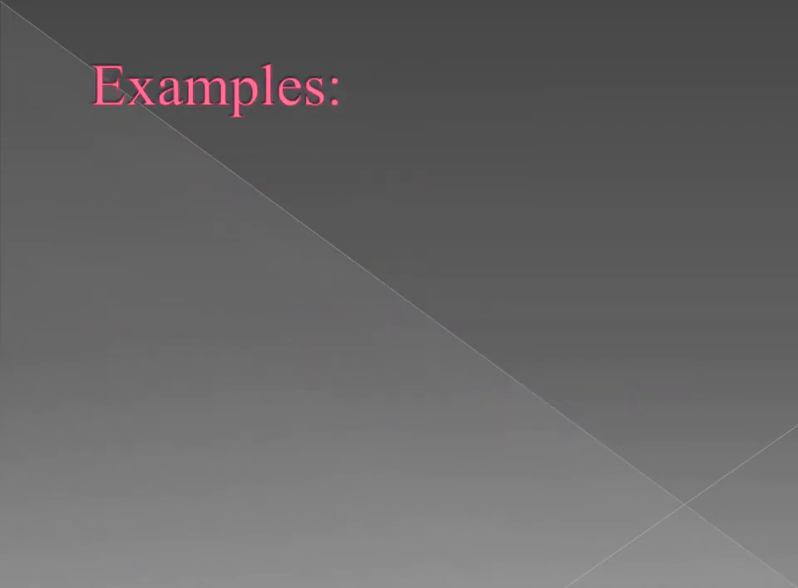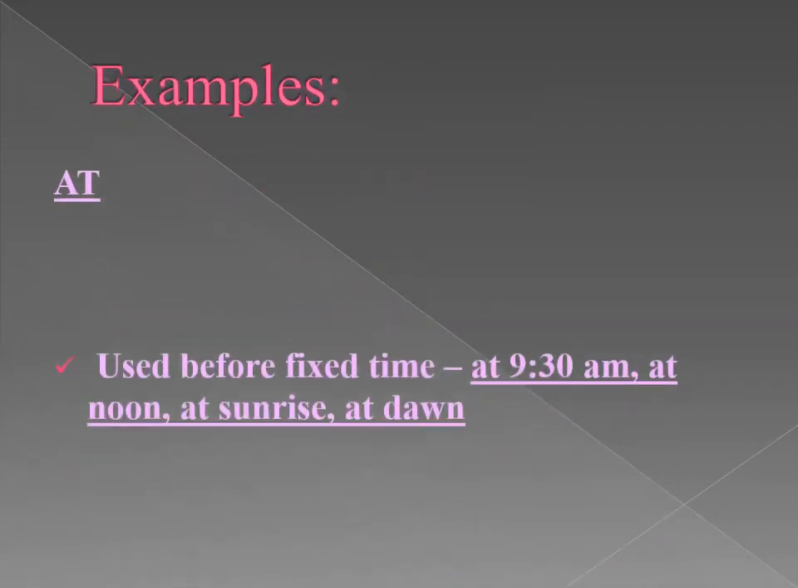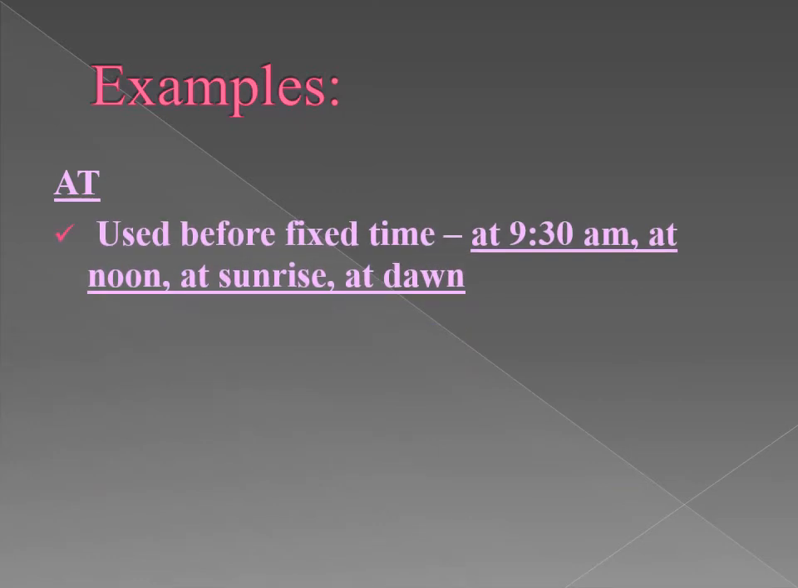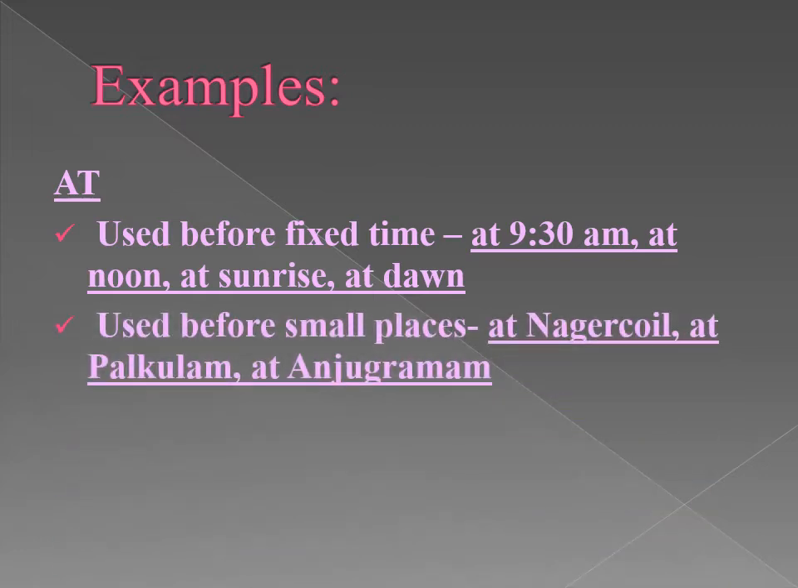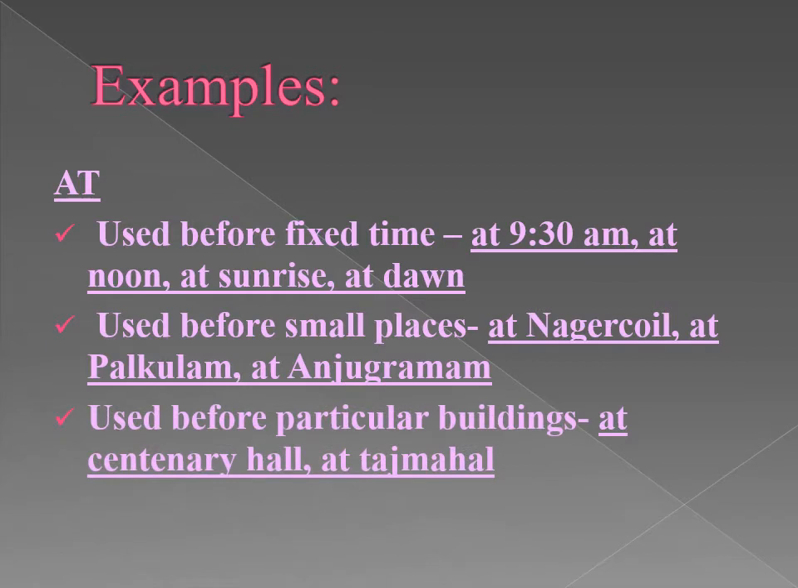Let us see the uses of the preposition at. Used before fixed time. For example, at 9:30 a.m., at noon, at sunrise, at dawn. Used before small places. For example, at Nagarkoil, at Palkulam, at Anjugramam. Used before particular buildings. For example, at Centenary Hall, at Taj Mahal.